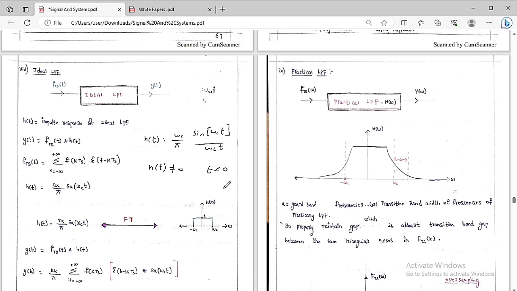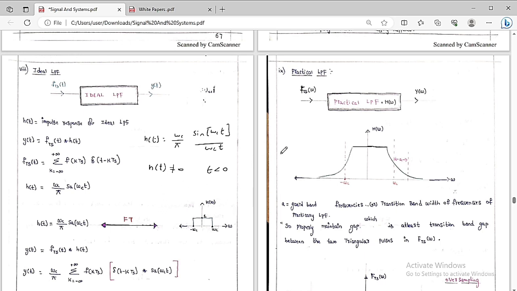Causal system means h of t should be equal to 0 for t less than 0, but here it is not equal to 0. So for t less than 0, it's a non-causal system, meaning the output is going to depend upon the future values of the input. But practically this is impossible. When the output is depending on the future values of the input, it is impractical to design. It is not reliable, meaning practically we can't implement those types of systems. So getting this ideal low pass filter is impractical to build.